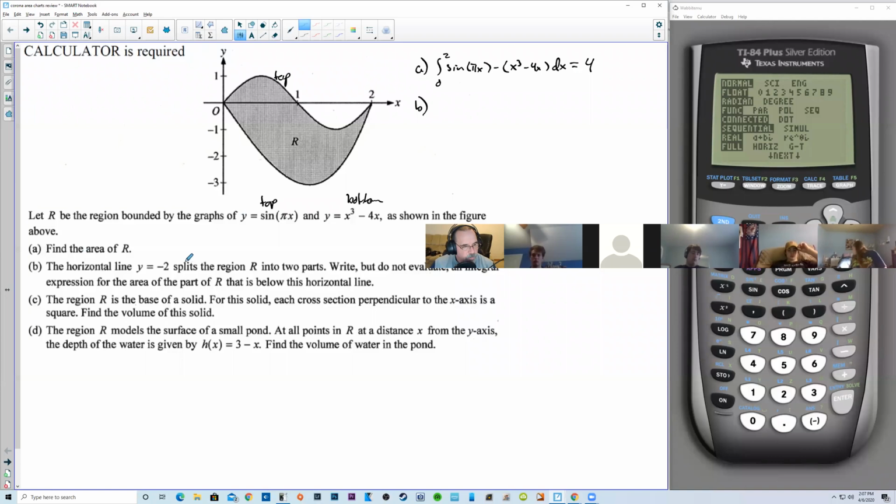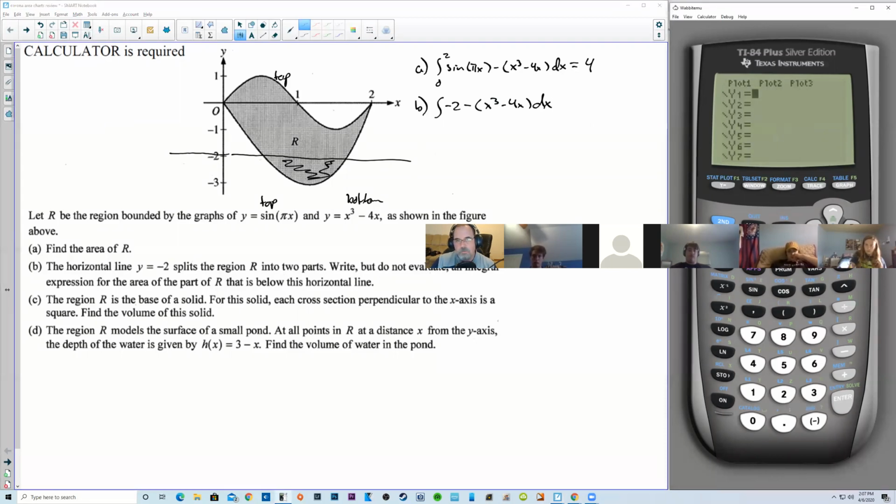Letter B, the horizontal line y equals -2 splits the region R into 2 parts, right? But do not evaluate an integral expression for the area of the part of R that is below the horizontal line. So here's our horizontal line at y equals -2. We want this area. So we're going to integrate, and I got to get the intersection points of -2. That's the top now, and the bottom is the x to the third minus 4x dx.